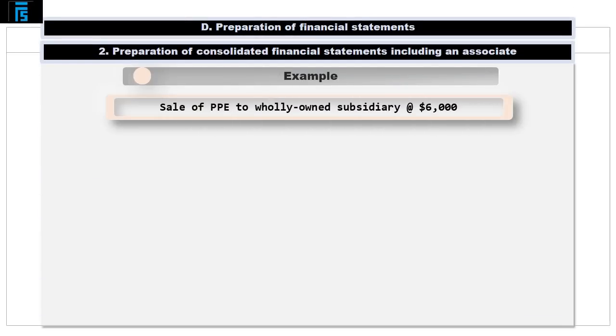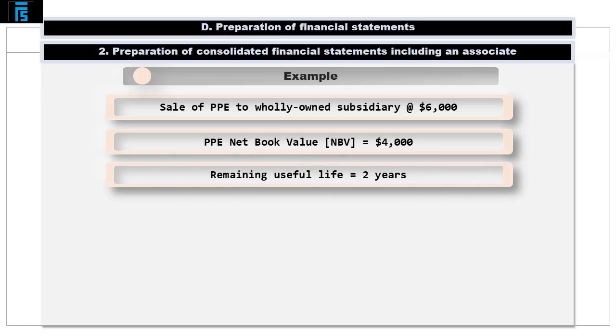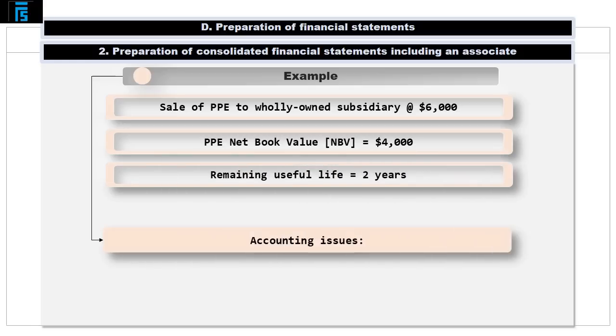The parent sells an item of property, plant and equipment to a wholly owned subsidiary for a price of €6,000. Prior to the sale, the asset was carried at €4,000 in the books of the parent and has a remaining useful life of 2 years. The above transaction generates the following two accounting issues.